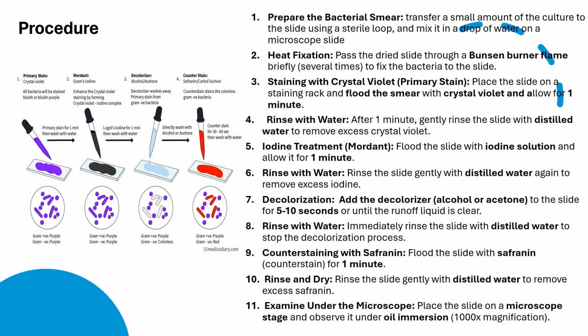Decolorization. Add the decolorizer, which may be either alcohol or acetone, to the slide for 5 to 10 seconds or until the run-off of the liquid is clear. Rinse with water. Immediately rinse the slide with distilled water to stop the decolorization process.